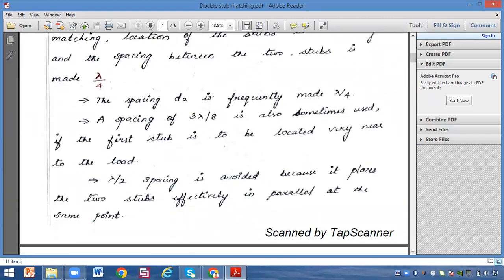Here the spacing D2 is frequently made lambda by 4, and a spacing of 3 lambda by 8 is also sometimes used if the first stub is to be located very near to the load. So if you want to locate the second stub very near to the load, we can use 3 lambda by 8, or else we can use a spacing of lambda by 4. Lambda by 2 spacing is avoided because it places the two stubs effectively in parallel at the same point. So we can go for either lambda by 4 spacing or 3 lambda by 8 spacing in double stub impedance matching.